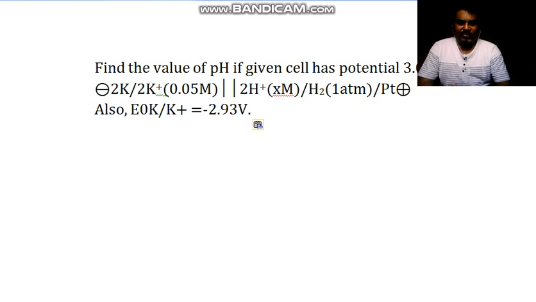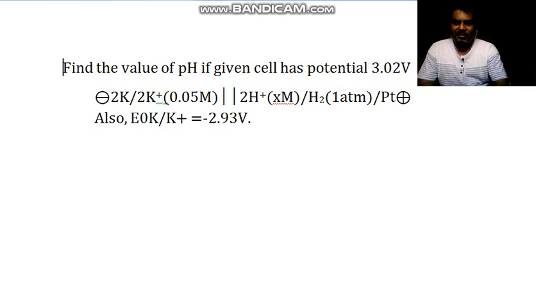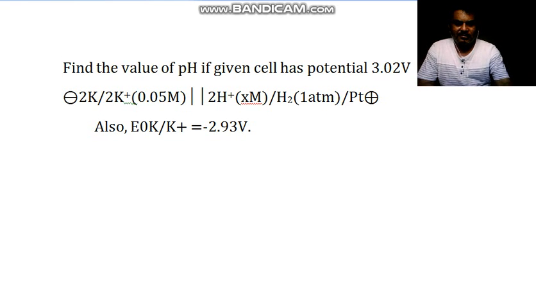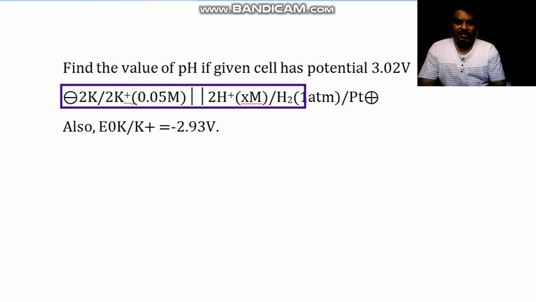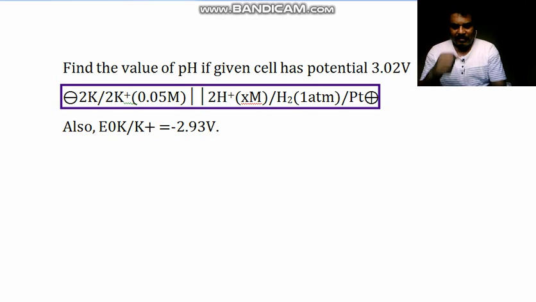So come on, let's do the sum on the basis of pH. This is the first sum. Find the value of pH if the given cell has the potential 3.02 volt, and the given cell is in this pattern. Here the concentration of H plus is not given. If we had a concentration of H plus, then we could find directly.